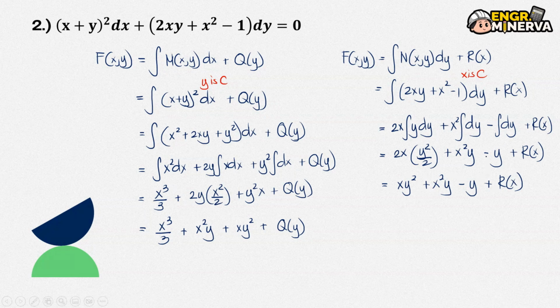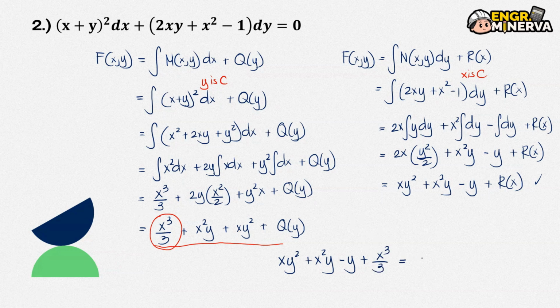So we will now pick what would be our solution. Let's just pick this one. We copy xy squared plus x squared y minus y plus. What terms in this solution only contain the variable x? This one. So it means our answer would be x cubed over 3 equals C. That is our final answer.